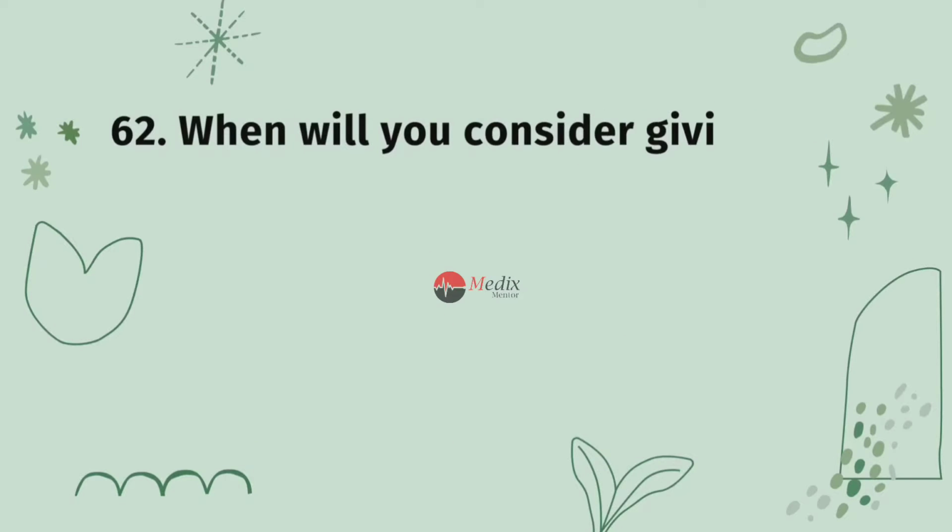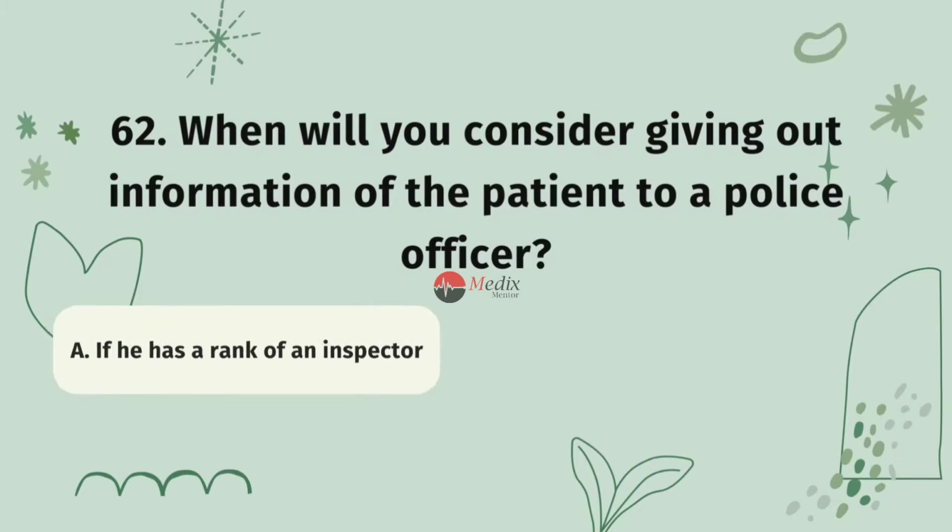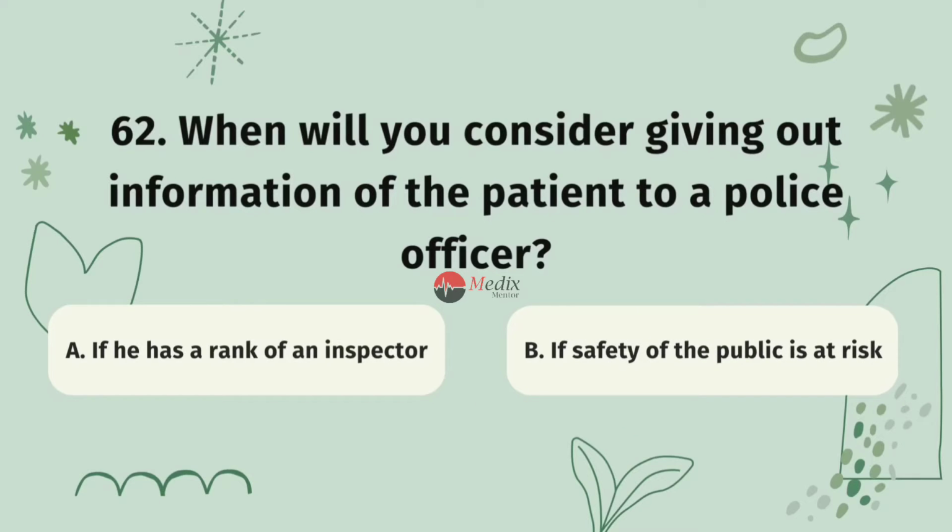Question 62. When will you consider giving out information of the patient to a police officer? Option A, if he has a rank of an inspector. Option B, if safety of the public is at risk. The correct answer is B.